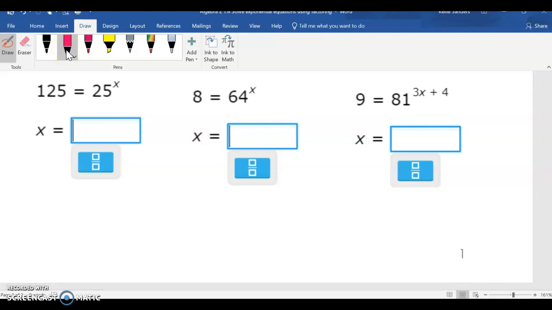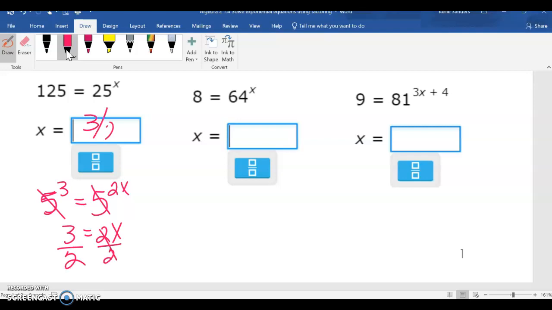125 is not in the lowest base, and 25 is not in the lowest base. So let's take it to the lowest base. 5 times 5 times 5 is 125. We should know that by now. If we don't, we need to. 5 times 5 is 25, so 5 squared. But there's an x still in that exponent. The 5's will cancel out. We're left with 3 equals 2x. We're going to divide by 2. 3 over 2 is reduced, so 3 over 2 is your answer.